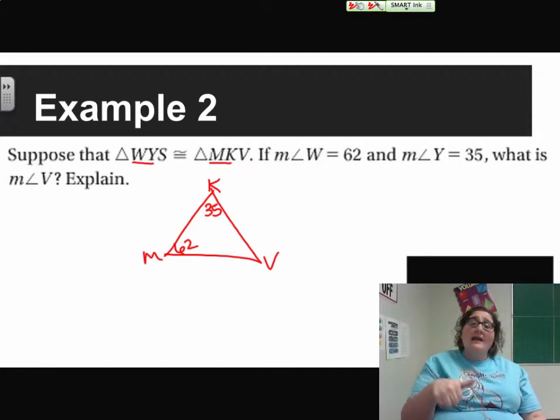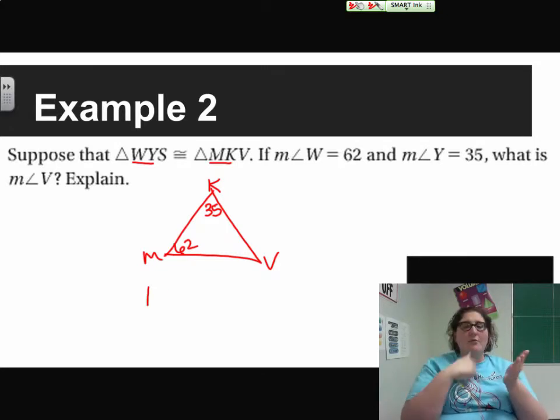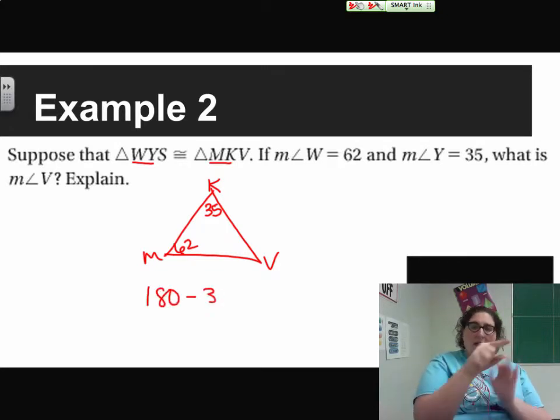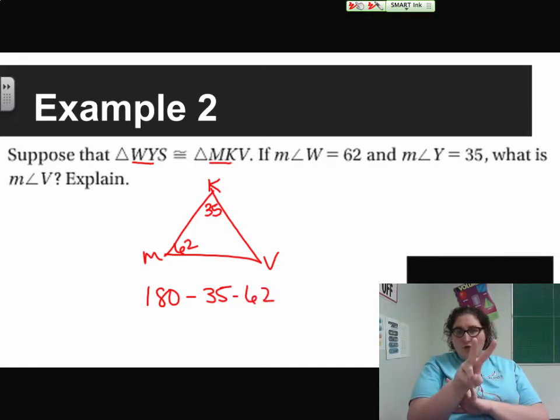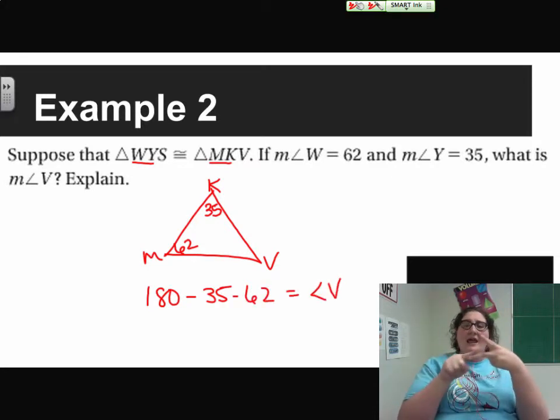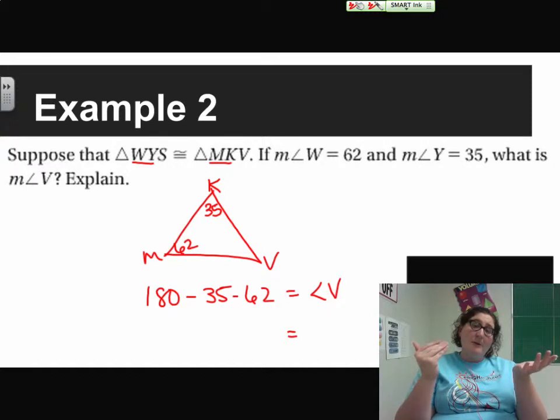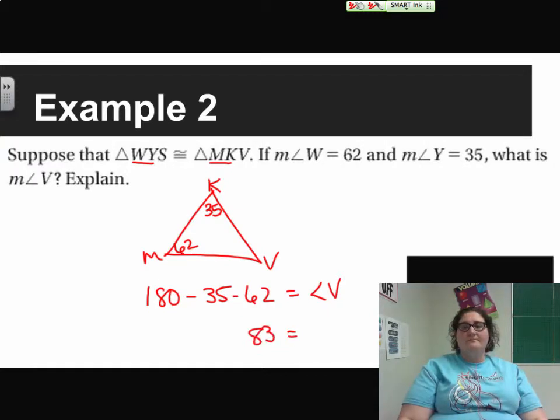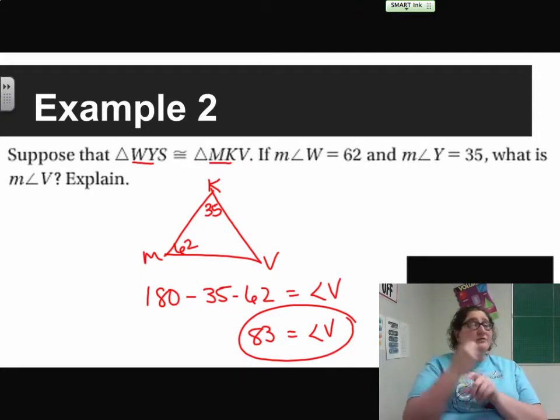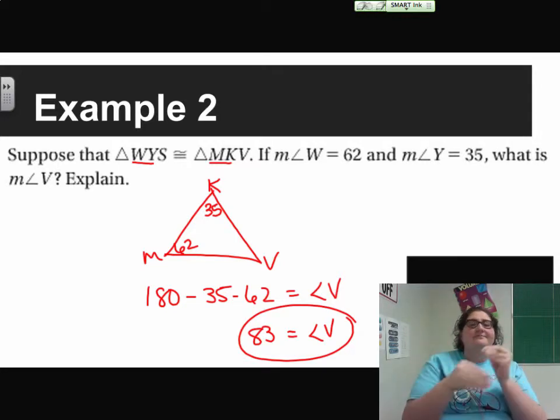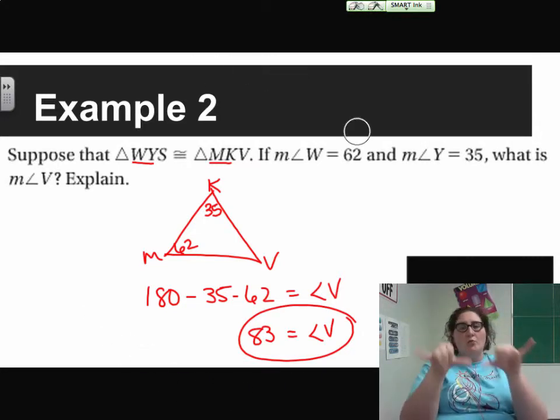So I can take 180 minus 62 minus 35. I'm going to write this down so you can see it: 180 minus 35 minus 62, and this is going to equal angle V, which equals 83. So we're using stuff from last chapter on knowing that there's 180 degrees in a triangle, but we're putting this into a new context of having congruent figures.